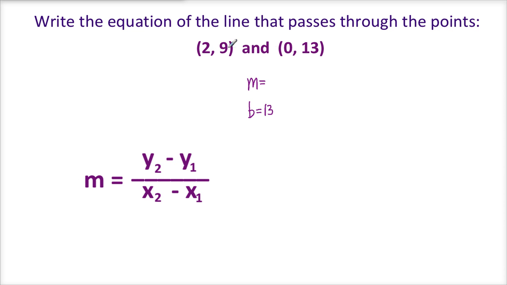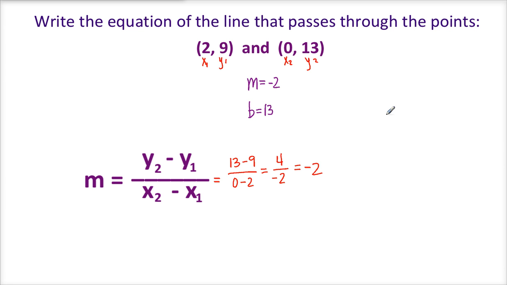First thing you want to do is label your points with these variables. So let's choose this to be the first point, so this will be x1 and y1, and my second point will be x2 and y2. Now we plug in these variables into the equation. y2 minus y1, 13 minus 9. x2 minus x1, 0 minus 2. 13 minus 9 is 4. 0 minus 2 is -2. And 4 divided by -2 simplifies to be -2. So the slope of this line is -2.